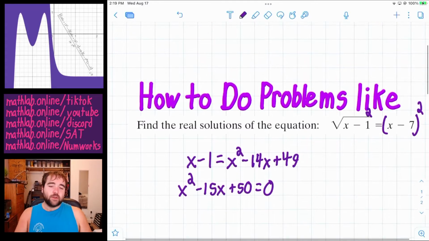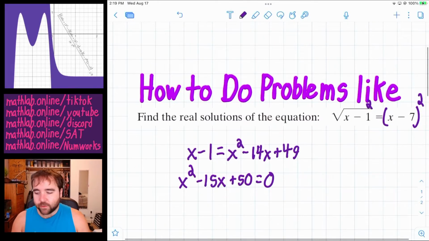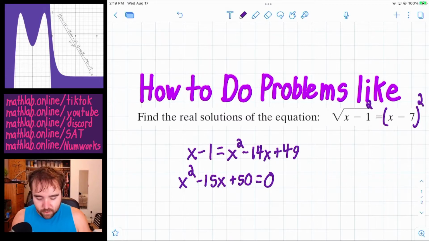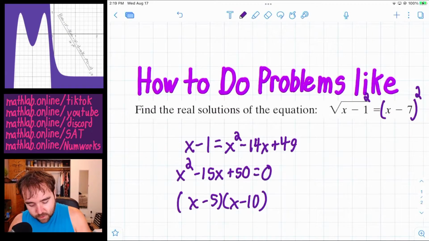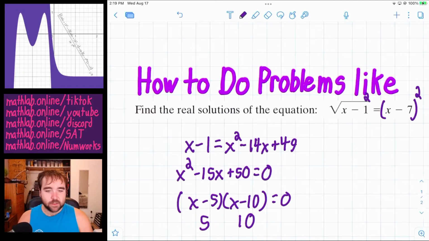And now we can factor. And you might be scared for a second because of the big numbers, but those big numbers are actually not bad at all. That's just going to be x minus 5 and x minus 10 equals 0. And so we get 5 and 10 as solutions.